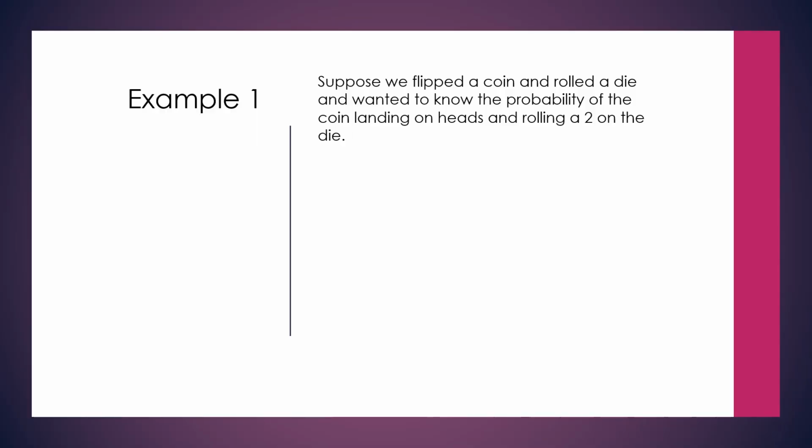In example 1, suppose we flipped a coin and rolled a die. We want to know the probability of the coin landing on heads and rolling a 2 on the die. Since flipping a coin has no influence whatsoever on rolling the die, these are considered independent events. So we'll just use our simple multiplication rule, where the probability of heads and the probability of 2 would just be multiplied together, like this.